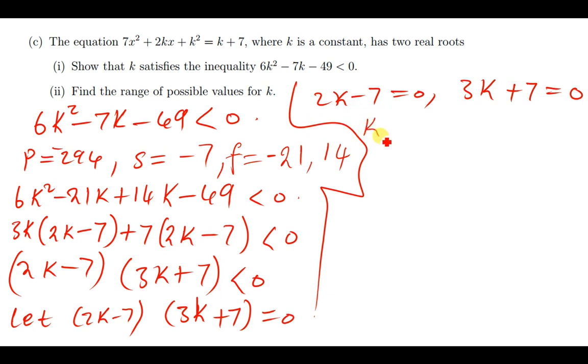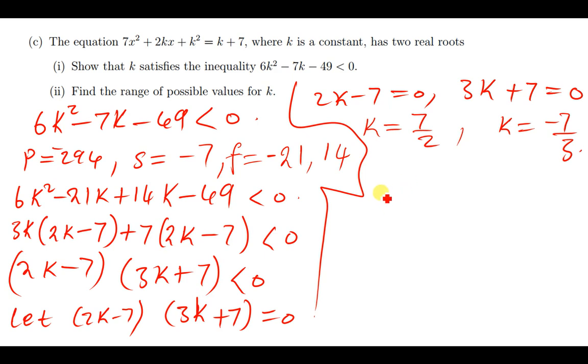So the first value of k is simply found by taking this negative 7 to the other side to be 7, divided by 2, to be 7 over 2. And then here we're going to have 3k is equal to negative 7. So this is the value of k, not 3k. After solving for k, you get negative 7 over 3. So these are the numbers that we have.